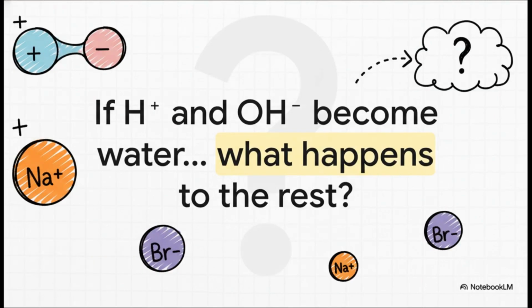But wait a second. This leaves us with one last really interesting question. We know the H+ and OH- make water, but what about those spectators we mentioned, the sodium and the bromide ions? They don't just vanish into thin air, do they? Nope. They find each other and form something you almost definitely have in your kitchen right now, a salt. And how that all works? Well, that's a story for another time.